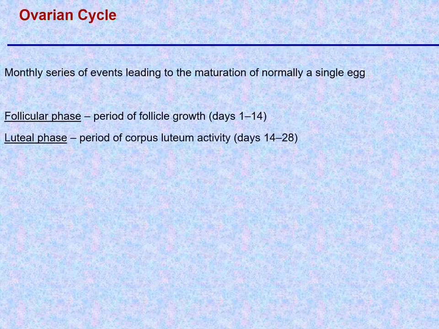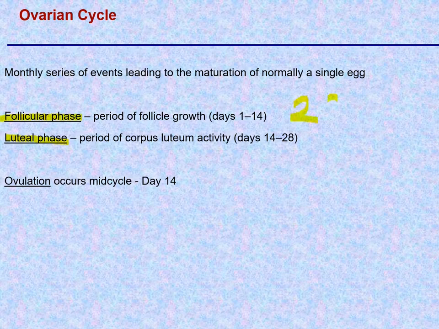Okay, now this ovarian cycle has different phases. It's a monthly event leading to the maturation of that single egg. Normally only one egg matures. It has a follicular phase and a luteal phase. The whole ovarian cycle is 28 days, and the first 1 to 14 days are the follicular phase of the ovarian cycle.